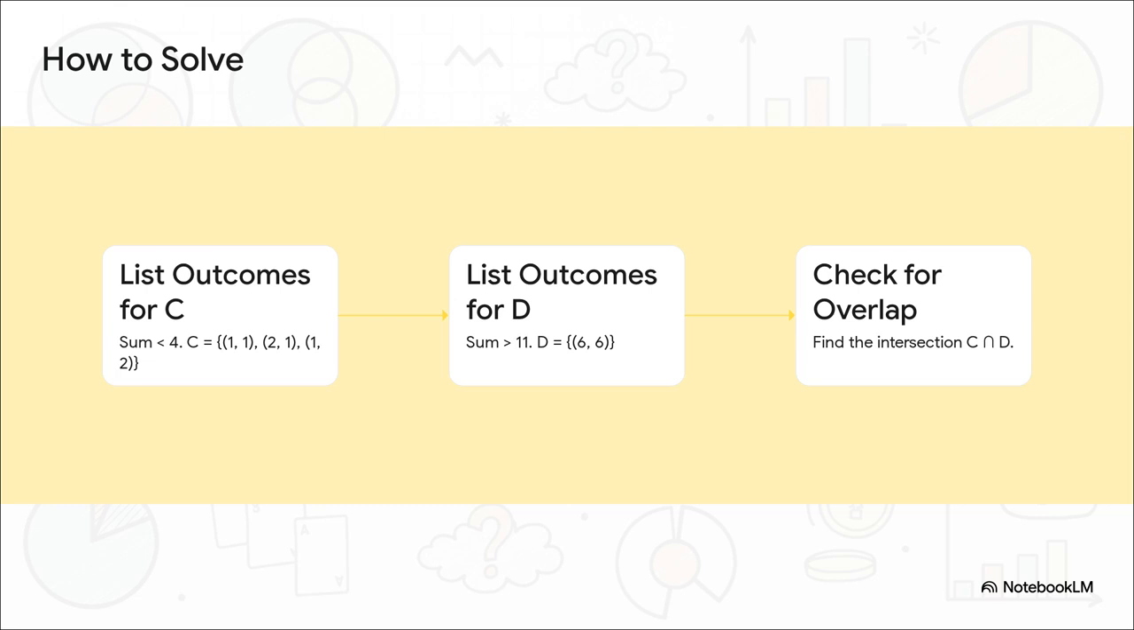Okay, good. Now let's do the same for event D. We need a sum greater than 11. The biggest possible sum is 6 plus 6, which is 12. So there's only one way for that to happen. 6, 6. Right. Now for the most important step.